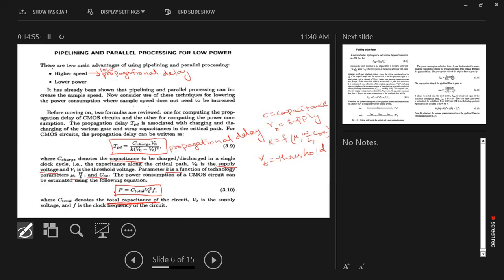These formulas are without pipelining and without parallel processing. These are the propagation delay and power consumption for a basic FIR filter. Now I am going to apply pipelining. What happens to these two parameters? Then parallel processing, what happens to these two parameters?